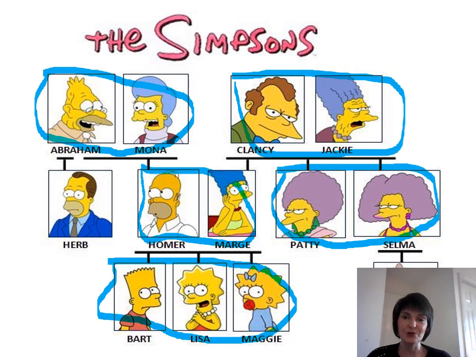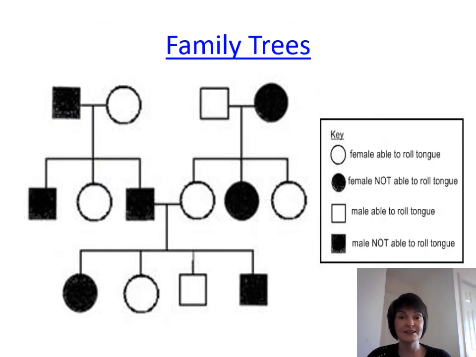So what we're going to do is look at family trees and what they can show us in terms of characteristics. What we've got here just looks like lots of squares and circles, black and white, but to read a family tree, you're often given a key. Going way back to the beginning when I was talking about being able to roll my tongue, I am female, able to roll tongue, so I would be a circle in this particular family tree.